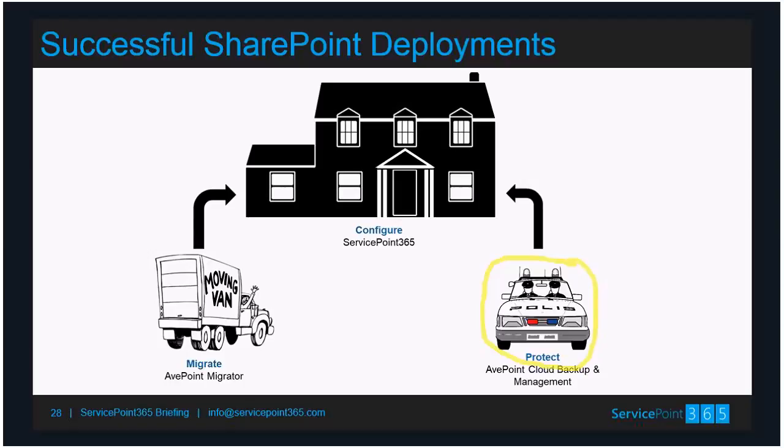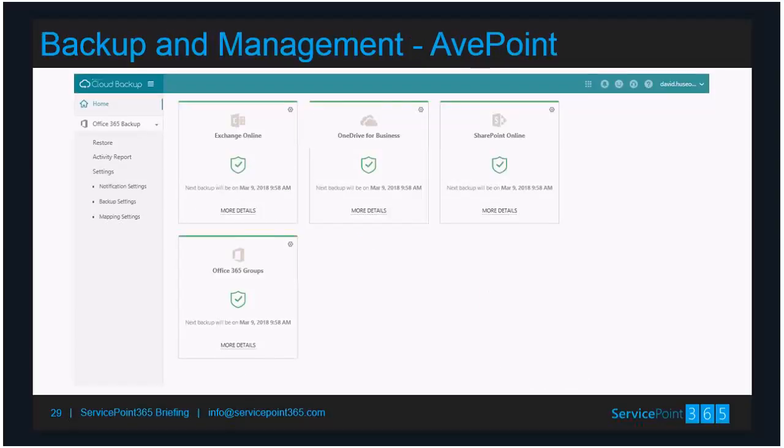And so that's really where this other solution comes into play: it does granular backup and granular restore for all the elements within Office 365. Let me give you a couple of examples of what this looks like. This is cloud backup and management from AvePoint. Here we are on the main screen. It's showing me that we're backing up Exchange Online, SharePoint, OneDrive, and groups. We'll also do Microsoft Project.